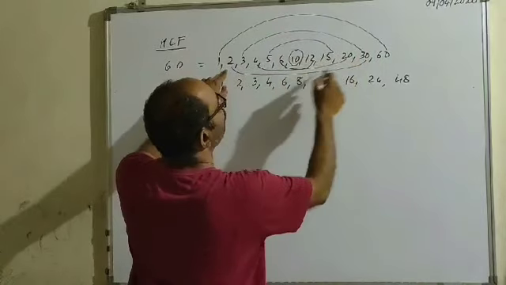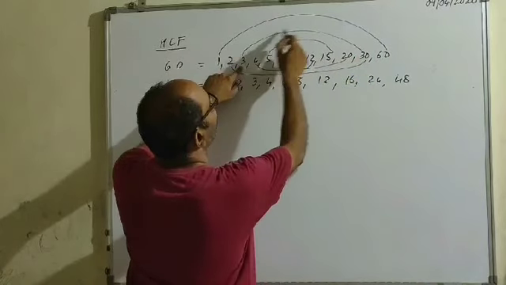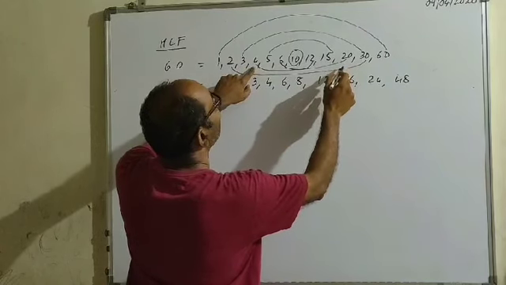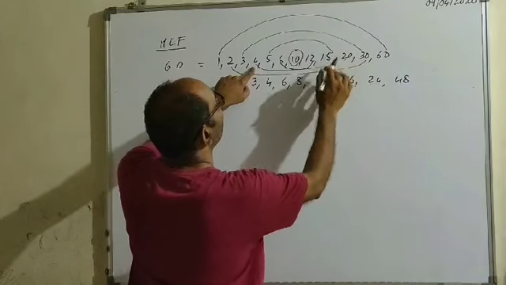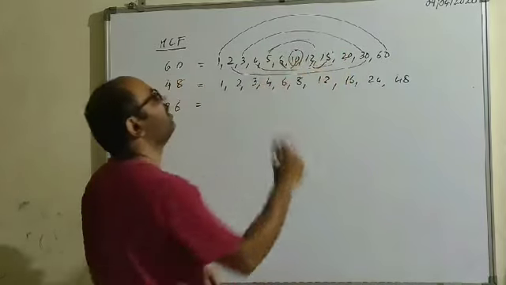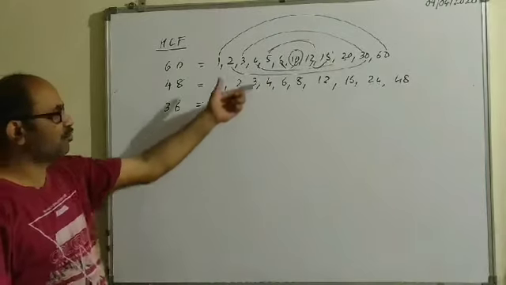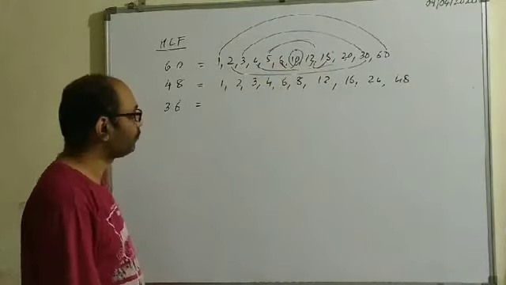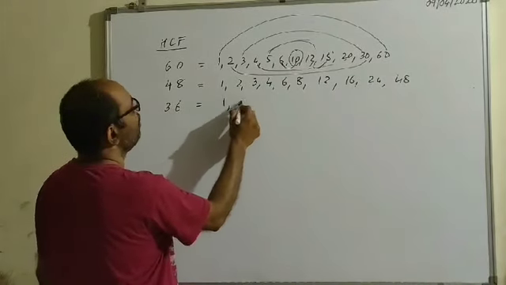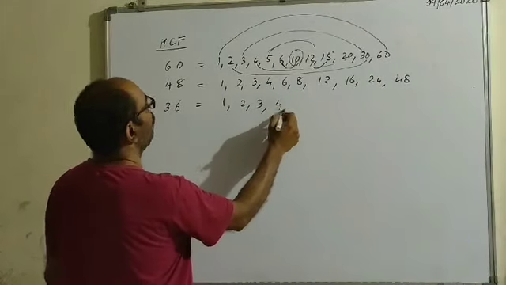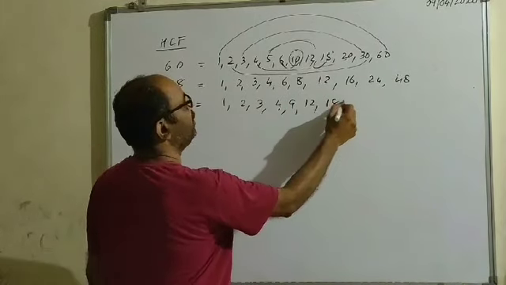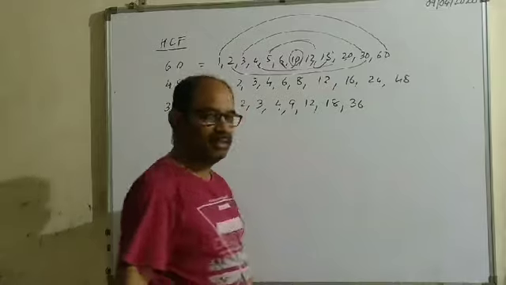For 60: 1 and 60, 2 and 30, 3 and 20, 4 and 15, correct? Then 5 and 12 and 6 and 10. Fine. Okay, excuse me for that, but you can understand that. 36. 1, 2, 3, 4, 9, 12, 18 and 36.